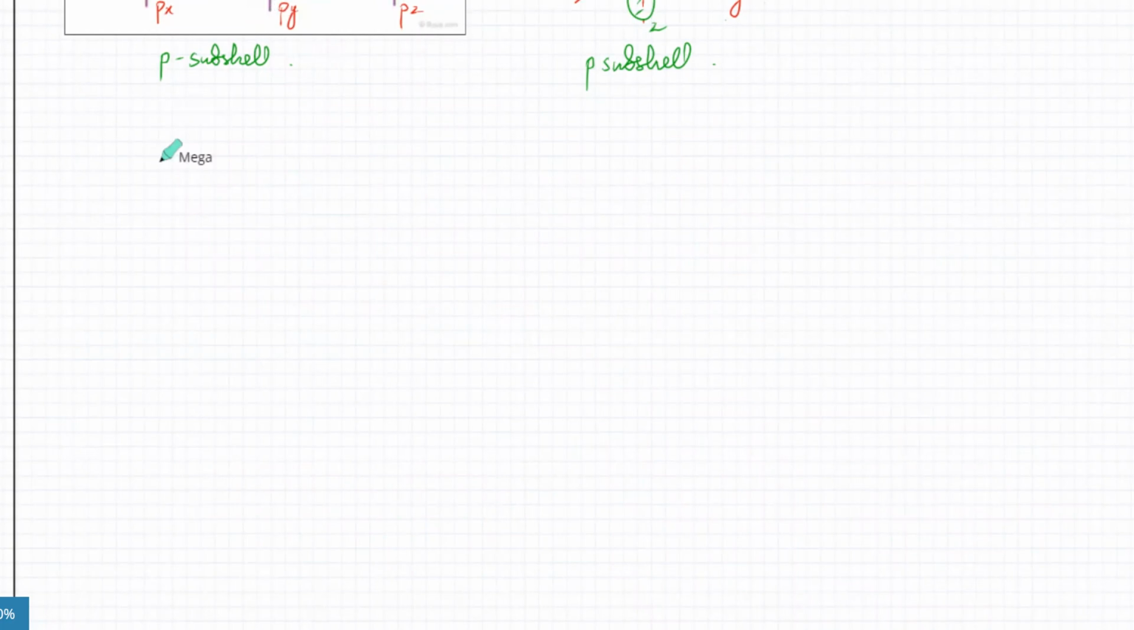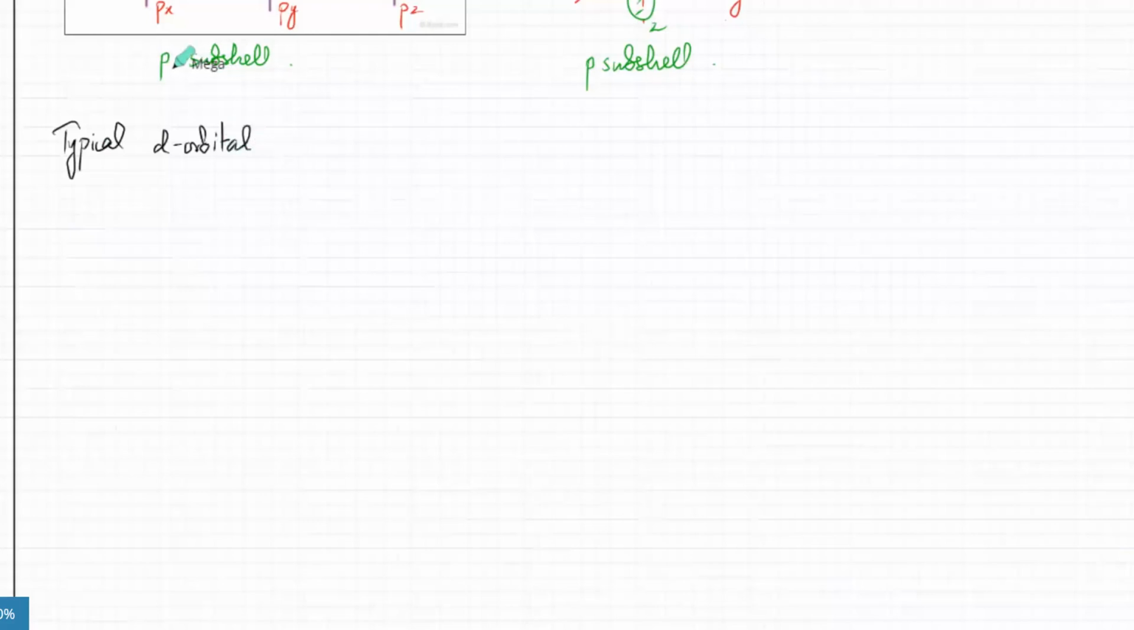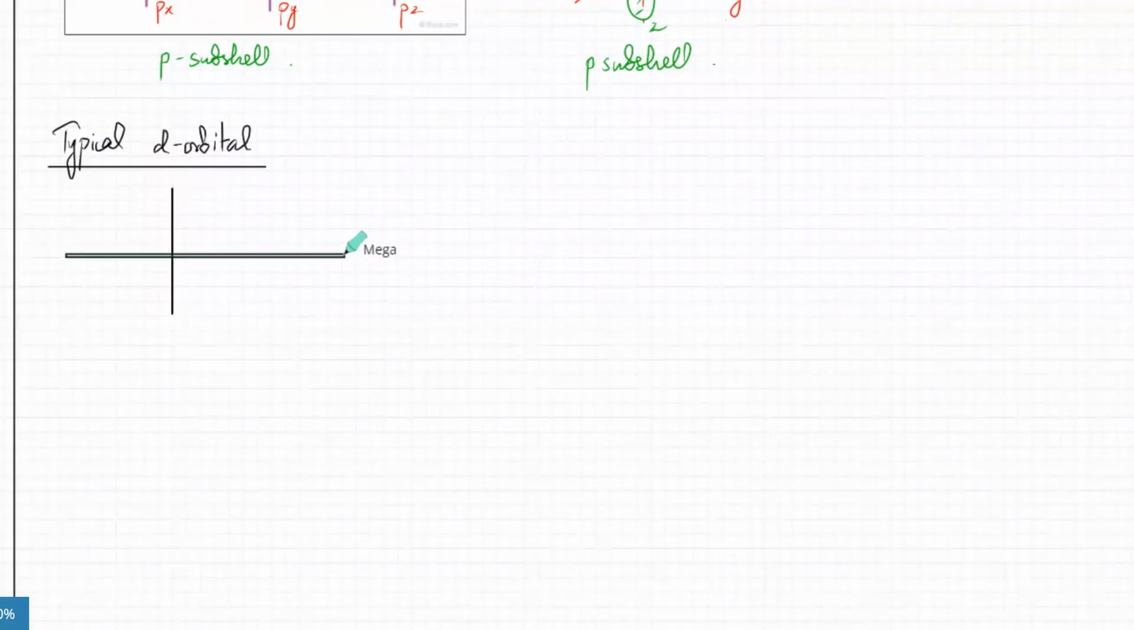So a typical D subshell. The first thing is I'm going to draw a typical D subshell, a D orbital basically. So a typical D orbital kind of looks like this. Let's say there are 2 axes. The nucleus is right in the center. The negative charge of the electron would be lying on the axis, above, below, to the left side, and to the right side.